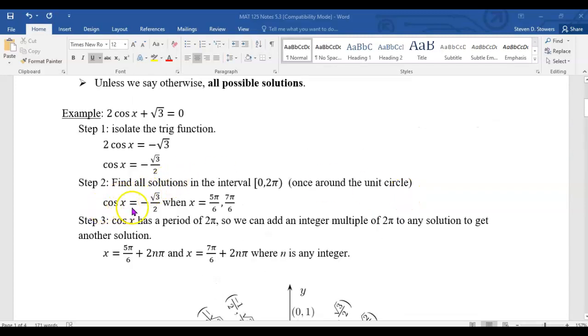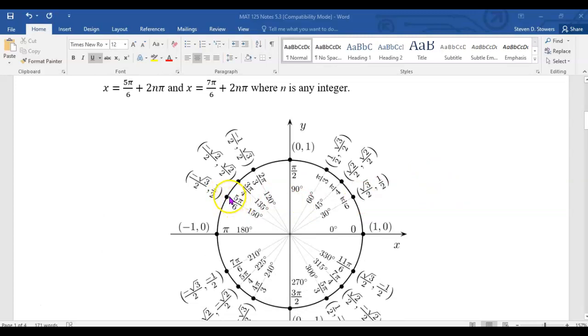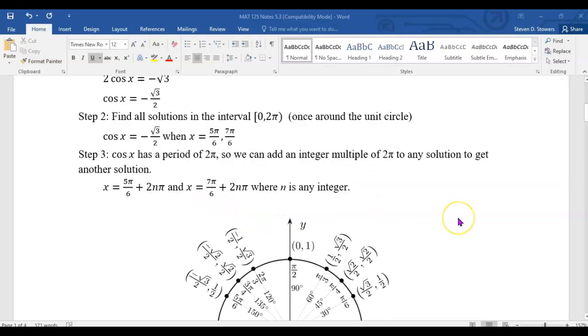So cosine of x equals negative square root of 3 over 2 when x is 5 pi over 6 or 7 pi over 6. So those are the only possibilities between 0 and 2 pi, once around the unit circle. But once you found one possibility, you can add or subtract any multiple of 2 pi to take you all the way around back to that same position on the circle and get another possibility, another number of radians whose cosine is negative square root of 3 over 2.